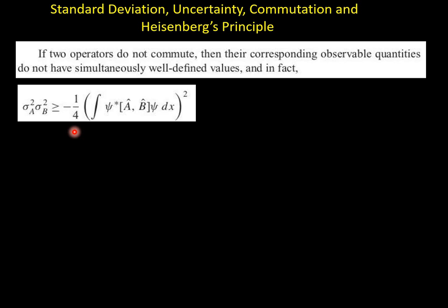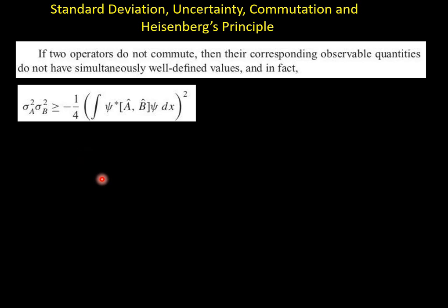I am skipping that part, but there is a relation like this. Sigma A square and sigma B square, that means the variance product of A and B, would be greater than or equal to some quantity, and that quantity involves the commutator. So if the commutator is 0, then the whole right hand side is 0. That means the product is 0, that means there is no standard deviation, no uncertainty in either A or B. But if they do not commute, then there must exist some non-zero sigma A square and sigma B square.